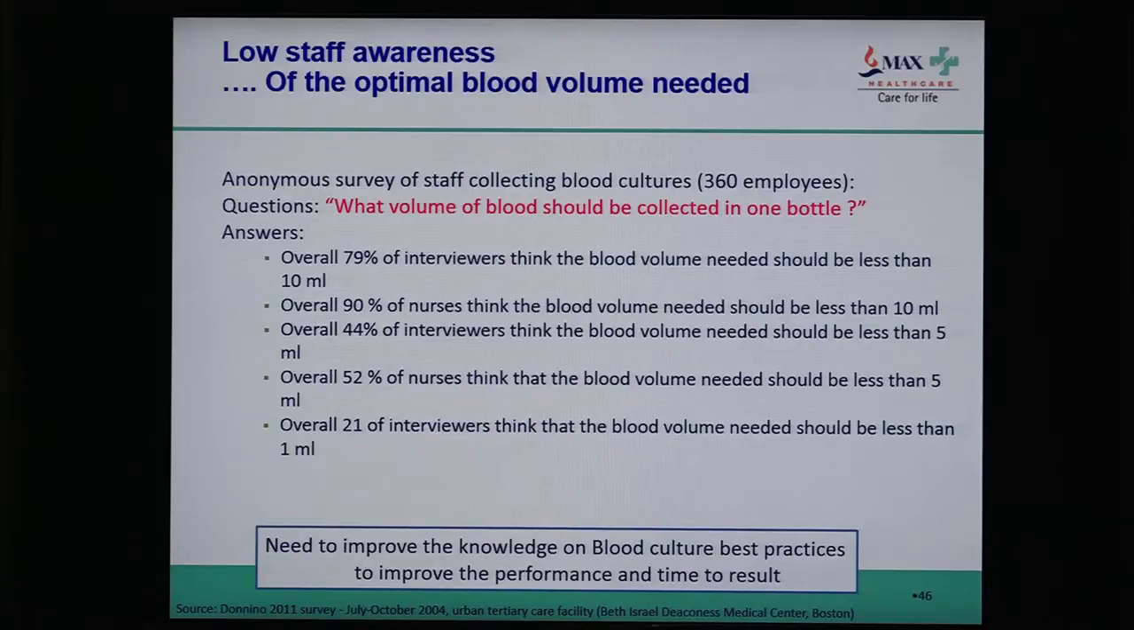Overall, 52% of the nurses think that the blood volume needed should be less than 5 ml. Overall, 21% of the interviewers think that the blood volume needed should be less than 1 ml. We need to improve the knowledge of blood culture practices to improve performance. This is very important.